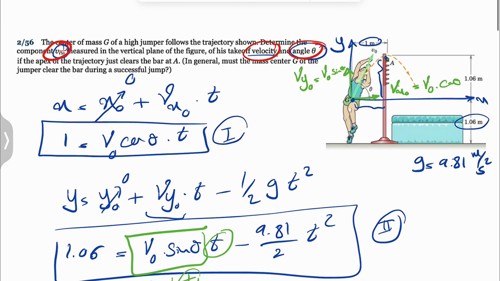So let's answer the question at the end of this. Must the mass center of the jumper clear the bar during a successful jump? The answer is that the mass center does not have to clear the bar, because the body positioning can keep it below the bar while the body clears it. By arching the back, the jumper redistributes mass so that the center lies outside the body. And that's pretty much everything for this one.